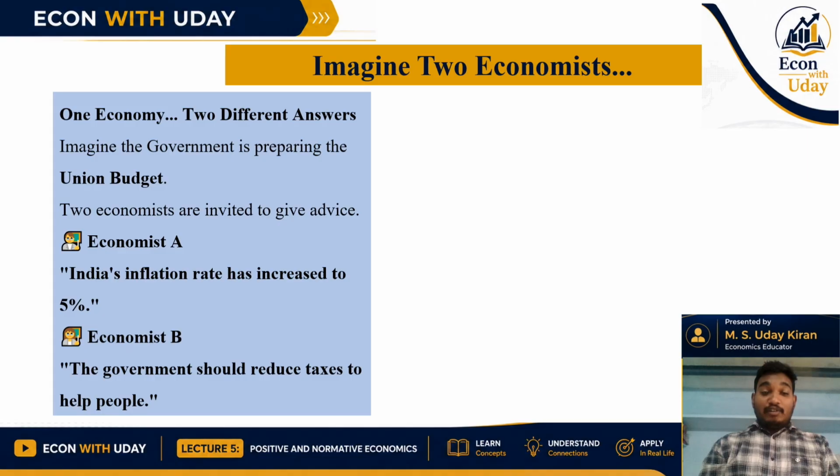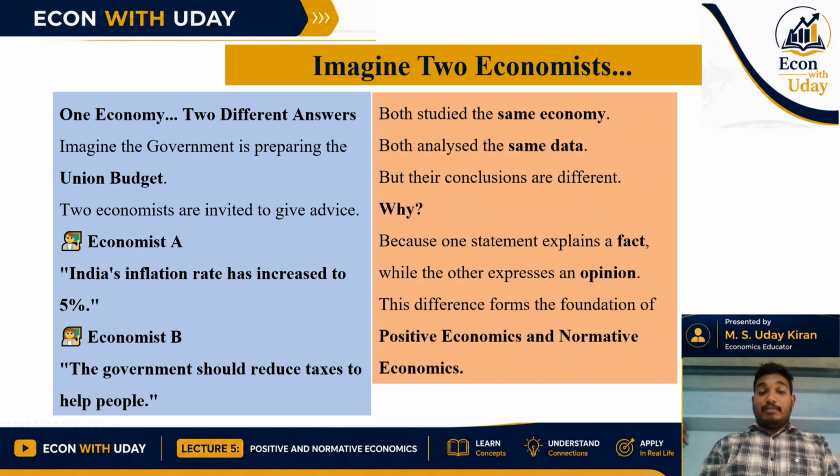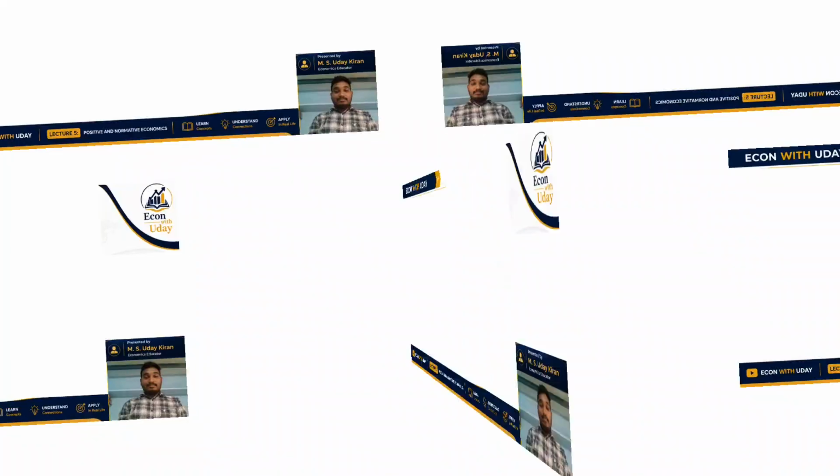Economist A advises that India's inflation rate has increased to 5%. And economist B advises that the government should reduce taxes to help people. Both study the same economy, both analyze the same data, but their conclusions are different. Why? Because one statement explains a fact and another expresses an opinion. This difference forms the foundation of positive economics and normative economics.